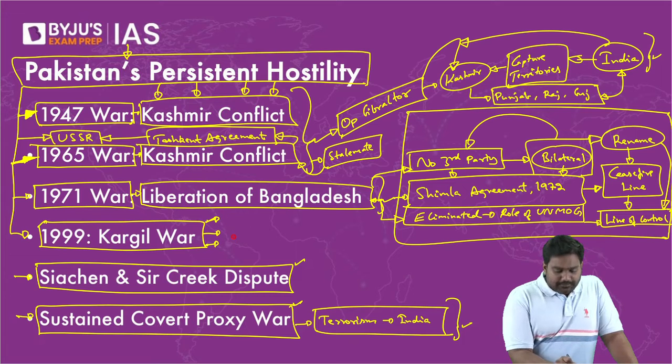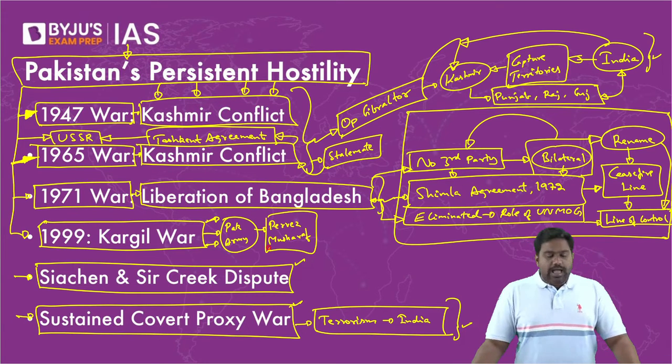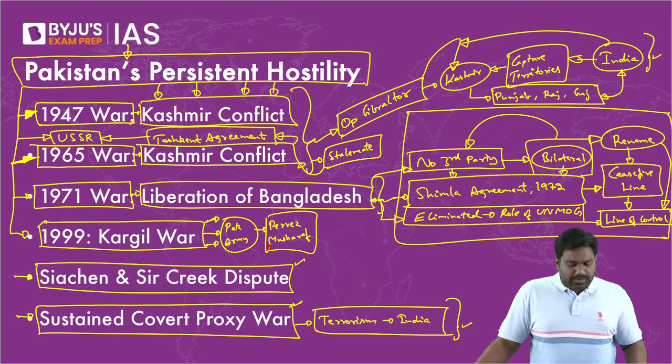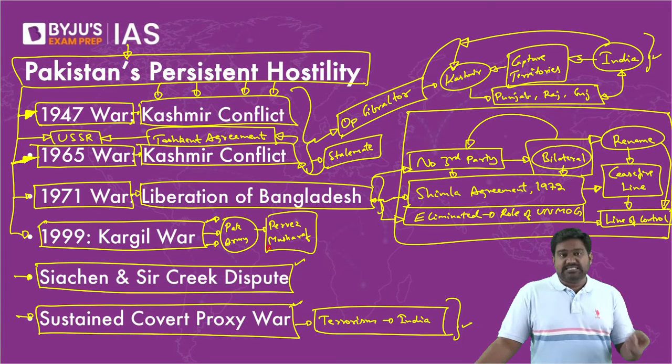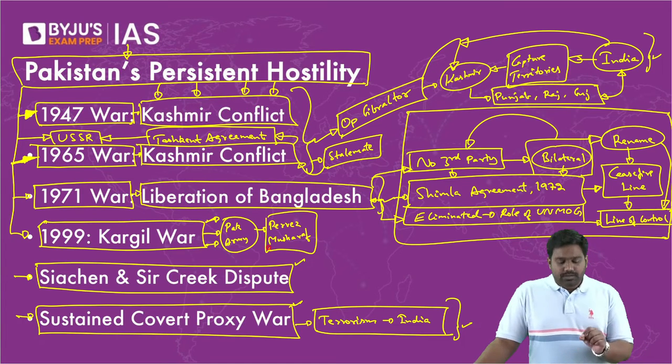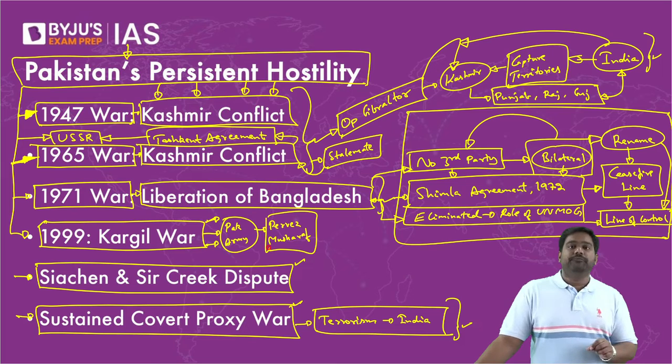Kargil conflict was designed, engineered by the Pakistani army under the leadership of Pervez Musharraf. When the war happened, the Prime Minister was Nawaz Sharif. There was a civilian elected government. The army chief was Pervez Musharraf.